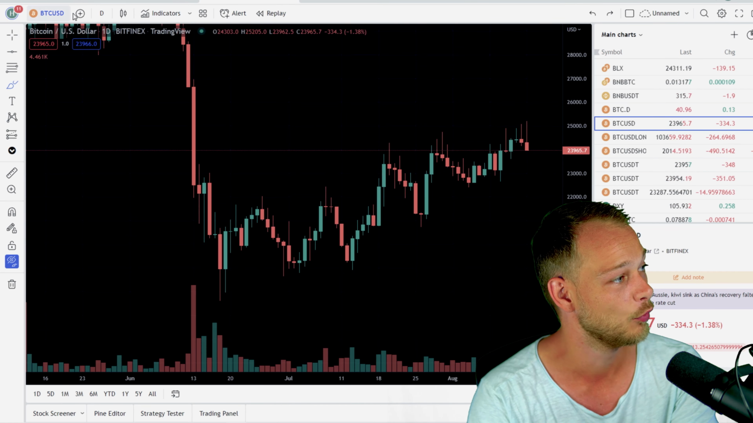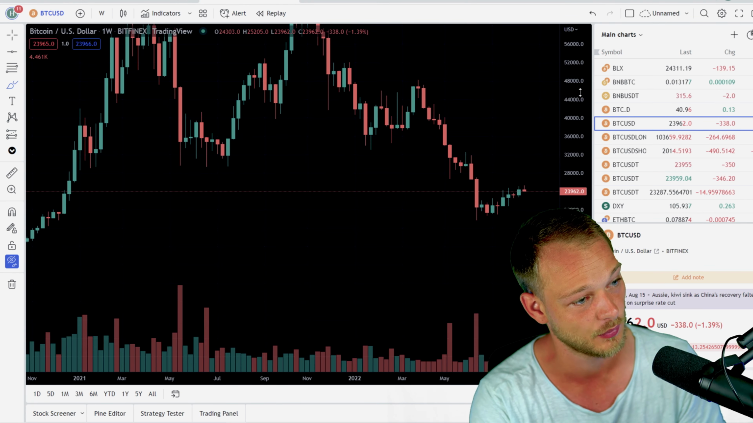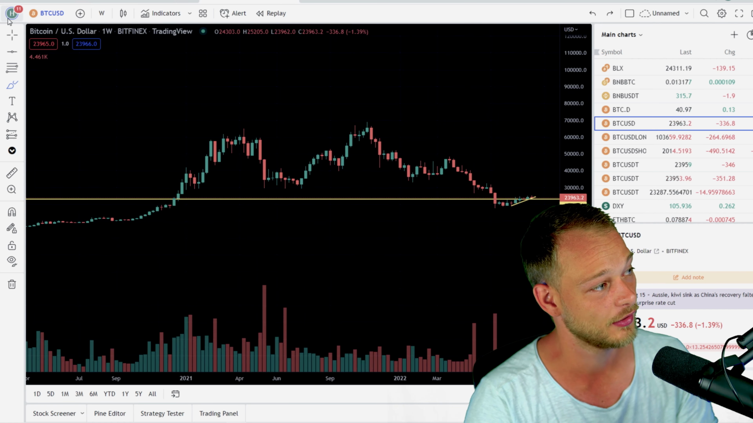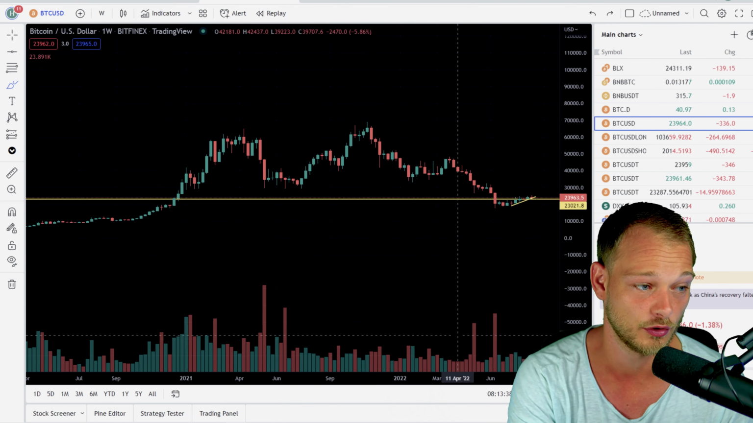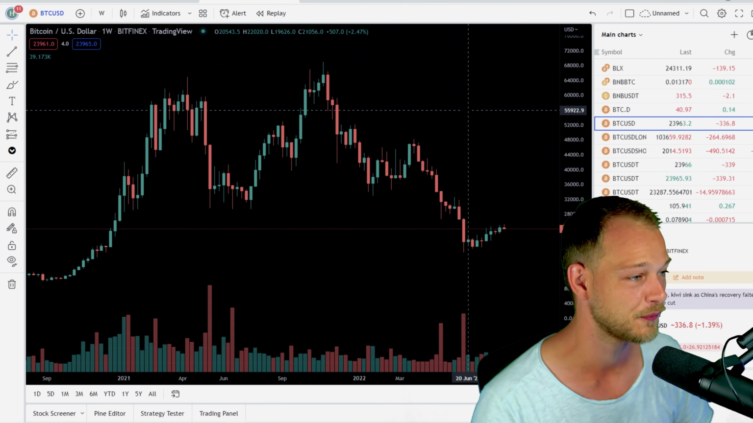Let me pull up a weekly chart right here. So if we go to the weekly chart, this is quite interesting if you ask me, because this is how you decide if Bitcoin is going to get back in a bull run or not, right? This has a way better overview if you ask me. This is better for long-term investing, of course, as well.